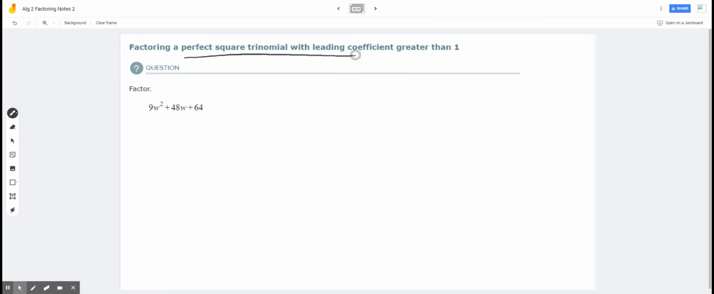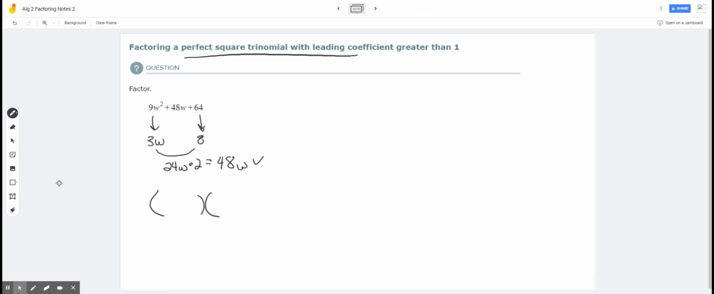Now it's a perfect square trinomial with a leading coefficient greater than 1. So basically, what is the square root of 9w squared? It's going to be 3w. What is the square root of 64? 8. So what they want you to do is multiply these two and then multiply it by 2. And that's going to be the middle term, right?